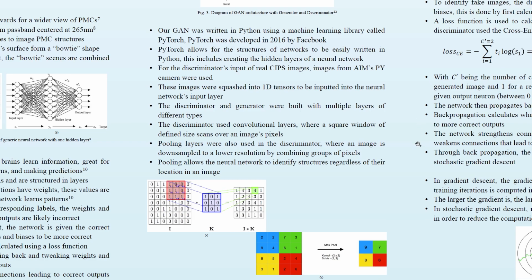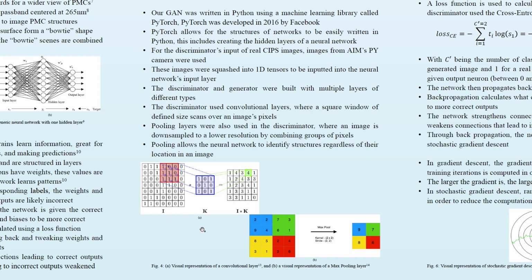So the discriminator and generator were built with multiple types of layers, as well as multiple layers. The discriminator was built using a few different types of layers. One in particular was a convolutional layer, and in this one you have the two-dimensional image, and you have a square window that scans over the image's pixels. And if we look here in this figure on the left, in figure 4a, this is kind of a good representation of what's happening.